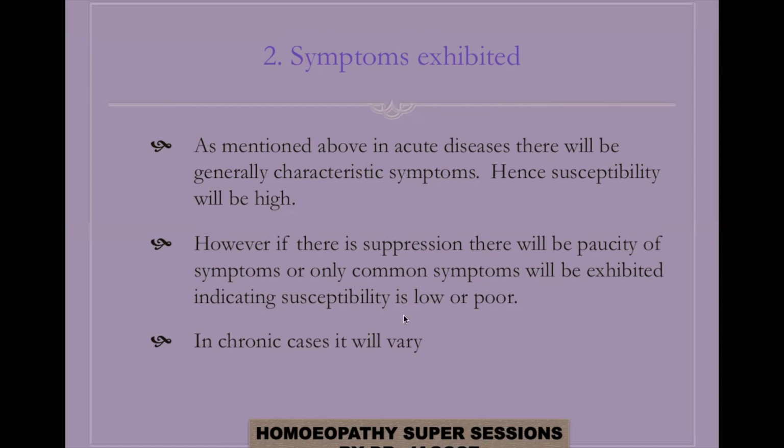And in a chronic case, again, it will vary. As I told you just now, in a chronic case, if the symptoms exhibited are characteristic, susceptibility is high. And if common symptoms are exhibited, susceptibility will be low. So everything is not a watertight compartment. It is very fluid. You have to move according to the case in hand.